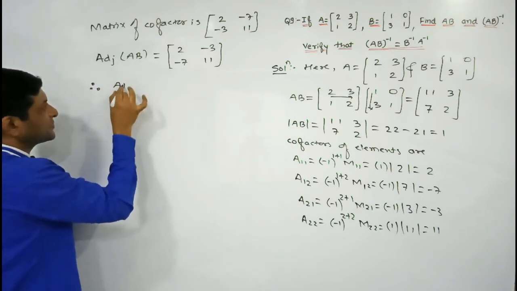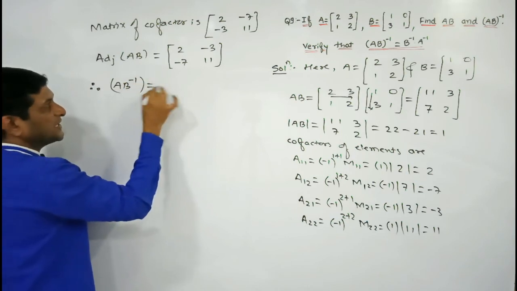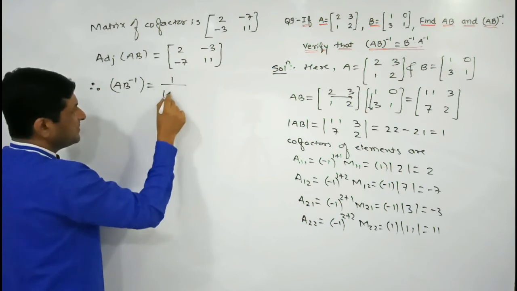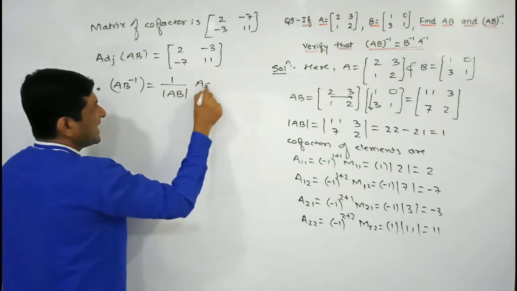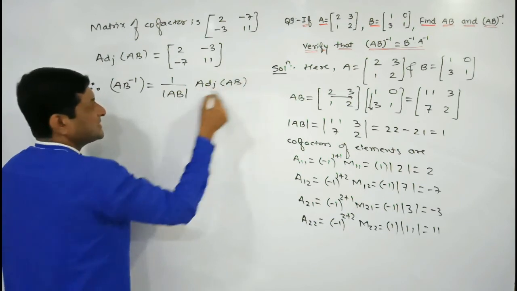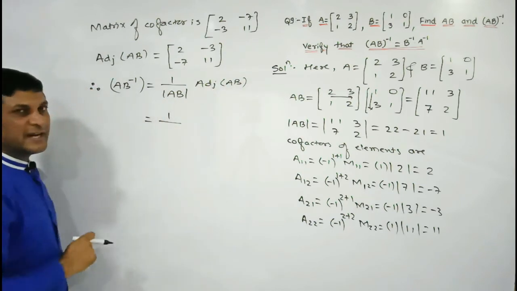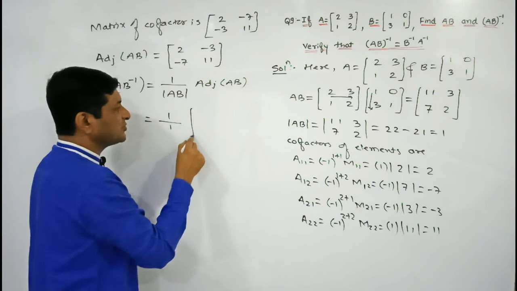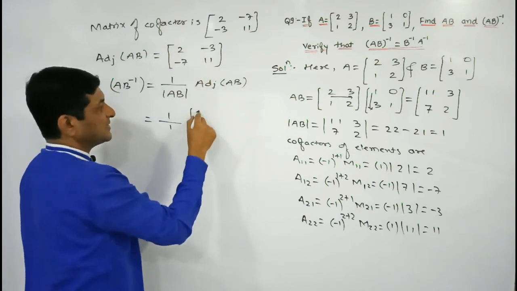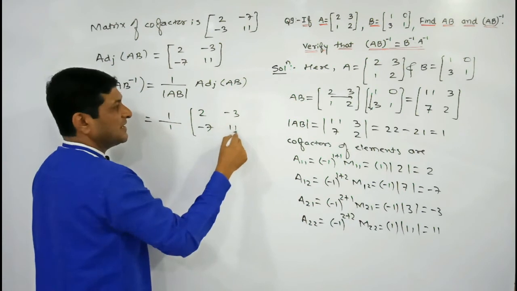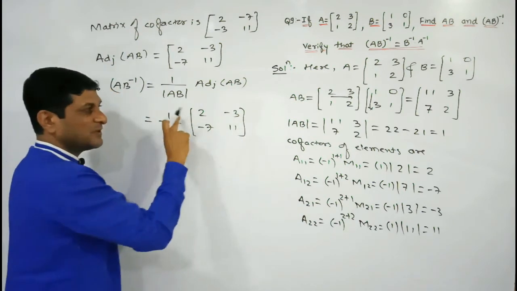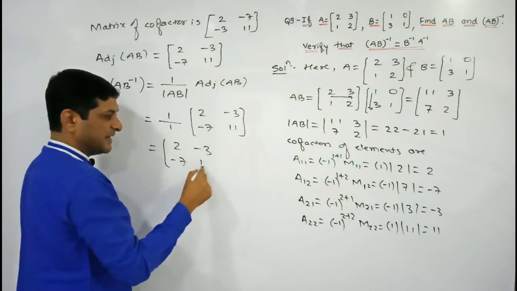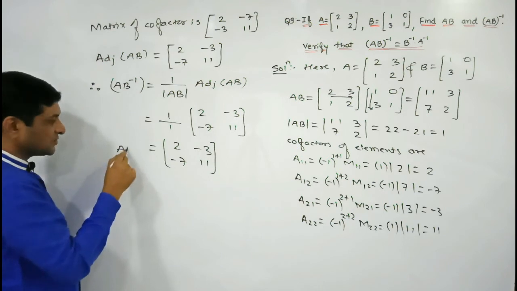So therefore inverse of AB will be equal to, what is the formula to find the inverse? 1 upon determinant of AB into adjoint of AB, isn't it? So which is equal to 1 upon determinant of AB. What is the value of the determinant? It will be equal to 1. So 1 into adjoint. Just now we have got the adjoint of this matrix. 2, minus 3, minus 7 and 11 are its elements. 1 upon 1 is 1. 1 multiplied by all these elements, so we will get what? The same elements here. And this is nothing but the inverse of AB.